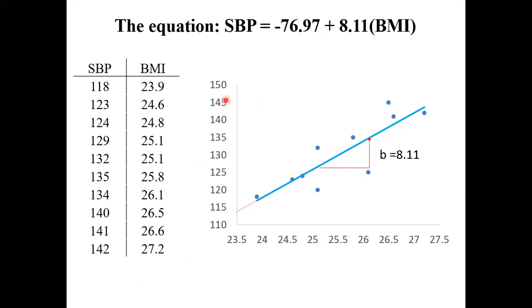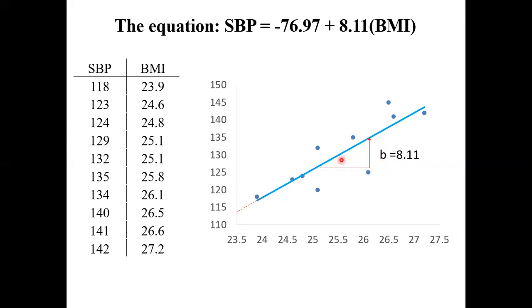So how to interpret this now? Once this equation comes in, that's a value where the line cuts the y-axis. What's important is this, 8.11. Forget about this, only this BMI. So what do you say now? That's the slope. Every 1 unit increase in BMI, BMI increases from here to here, the SBP increases by 8 units. So that is what we want to find out.